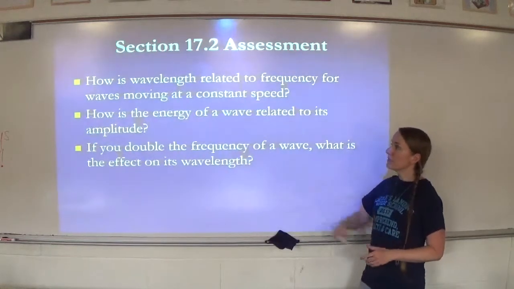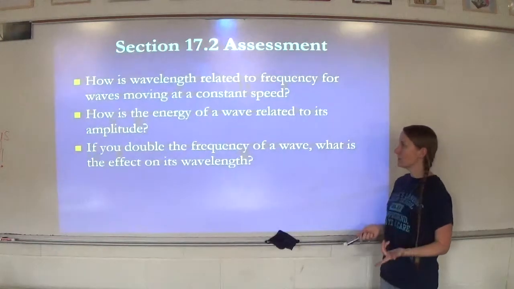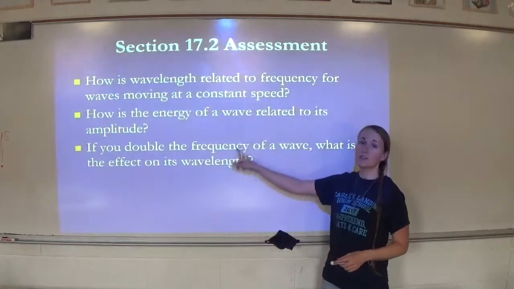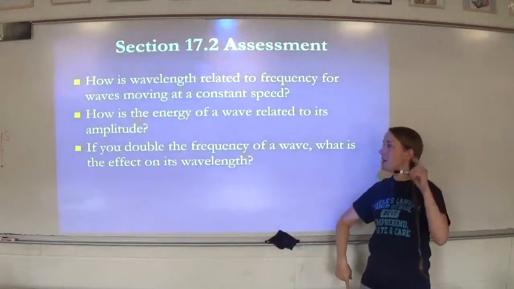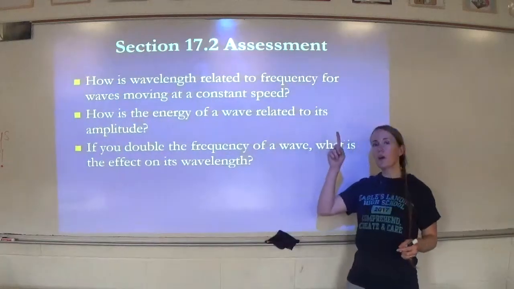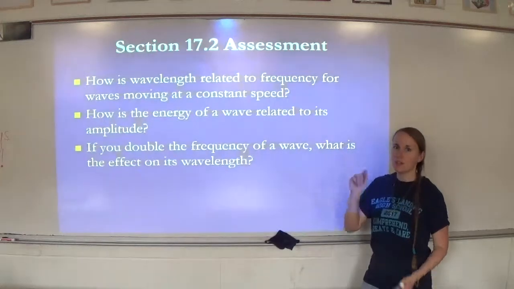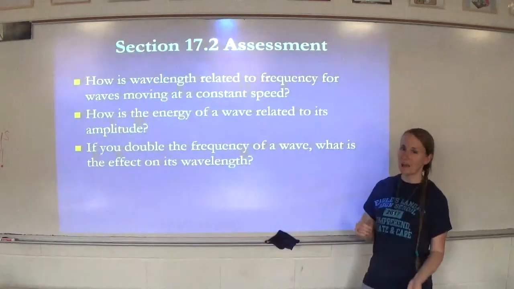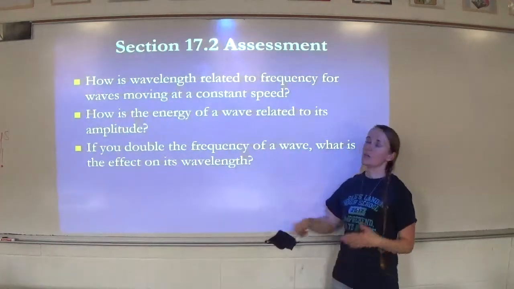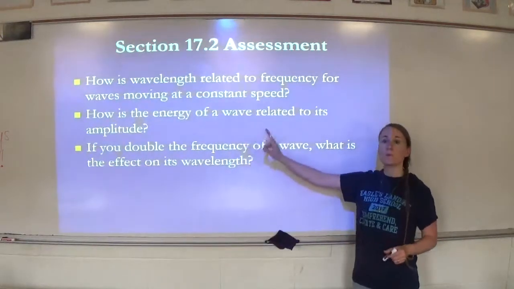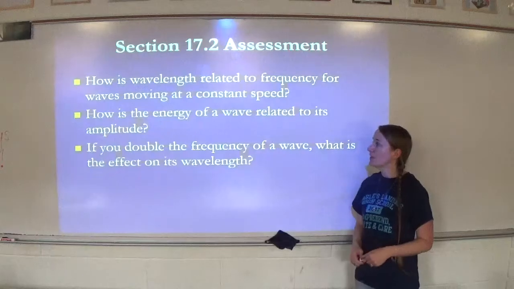All right, number 3. If you double the frequency of a wave, what is the effect on the wavelength? So remember, these are inversely proportional, so they do the opposite. So if we double one, what's the opposite of doubling? Well, it cuts in half. The opposite of doubling something is halving something. So the wavelength would be 1/2 the original wavelength. If I had said tripled, we would have cut it to 1/3. All right?